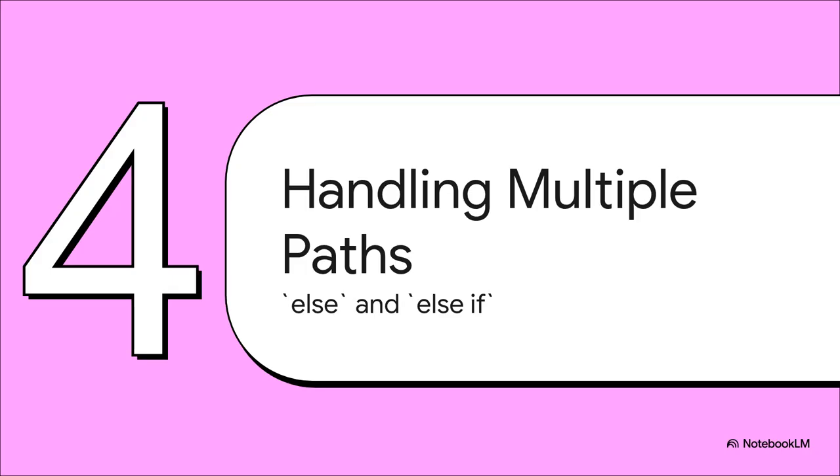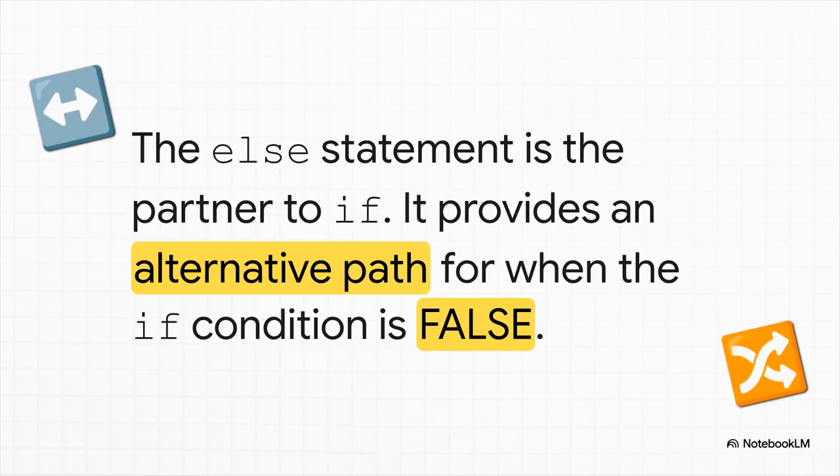So that if statement is awesome for a single choice. But what if life isn't that simple? What if you have more than one possible path? What if you need to say, hey, if this is true, do this, but if it's false, do something completely different? Well, that's when we get a little more sophisticated. Meet the else statement. It's the perfect partner for if. It basically creates a simple two-way street. The program will run the if block if the condition is true, or it'll run the else block if it's false. It's always one or the other, never both, never neither.